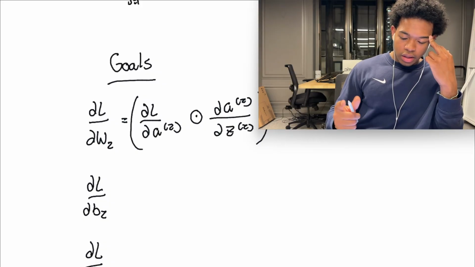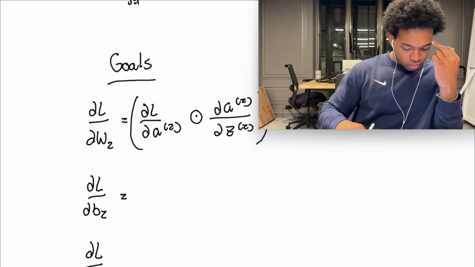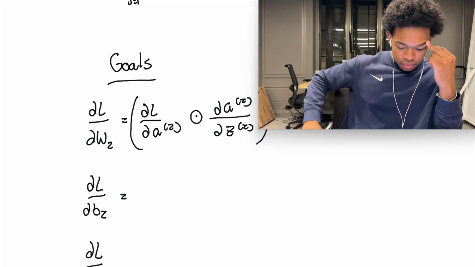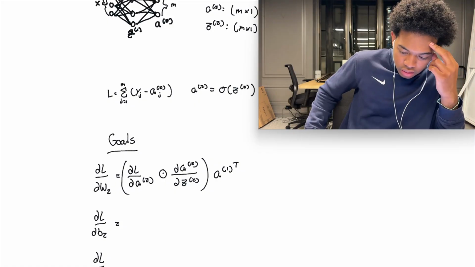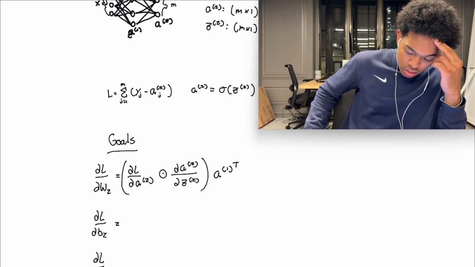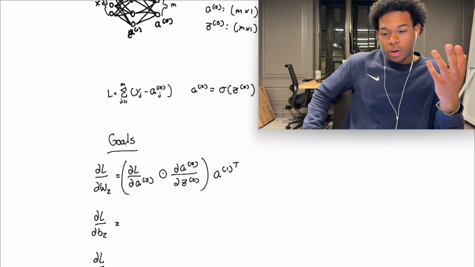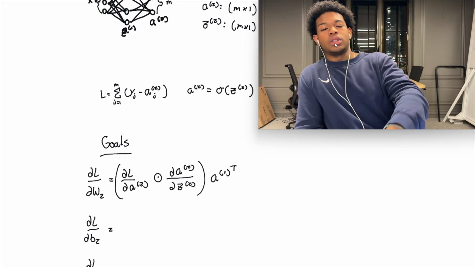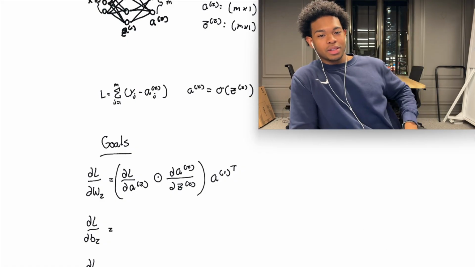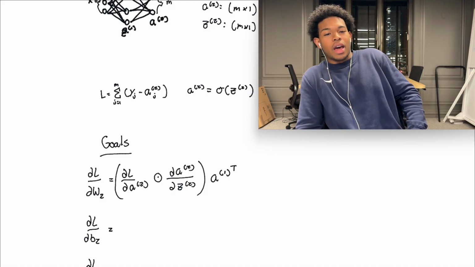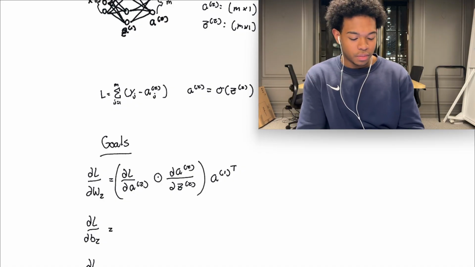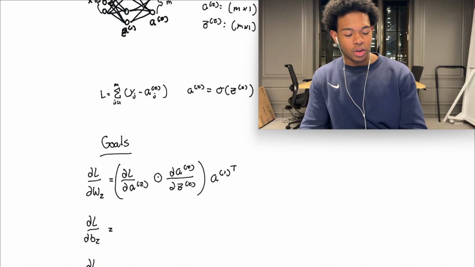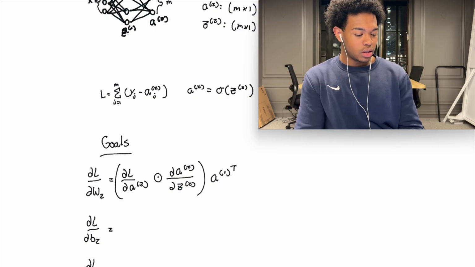That's fine. So what about L with respect to B2? That's hard. Part of me wants to break it down to the single variable case and then come back up to the Hadamard case. The single variable is what makes the most sense.